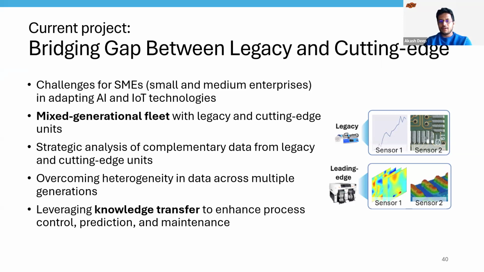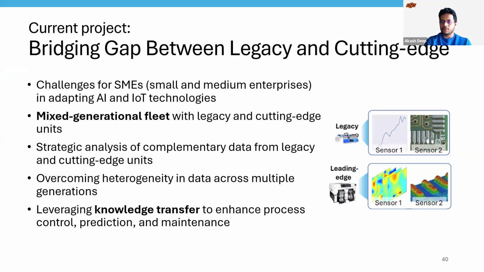But there can also be leading edge machines that are working. What it results in is something we call a mixed generational fleet, where you have some classical, legacy machines and some cutting edge machines that are working together.